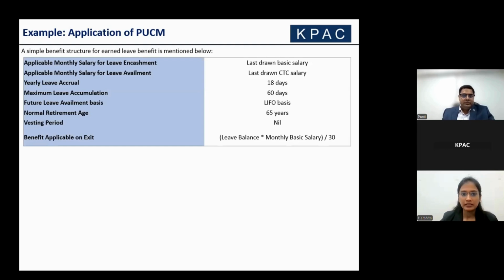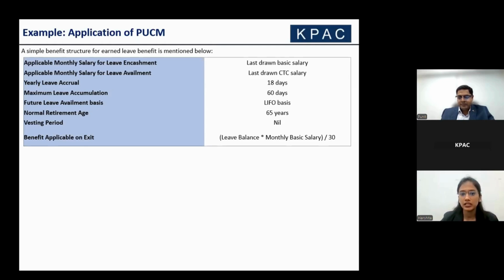This slide primarily outlines the inputs and assumptions for a single employee. Under benefit structure, we have details like yearly leave accrual, maximum accumulation, and that leave encashment is based on last run basic salary, while availment is based on last run CTC salary. We are also using a LIFO basis for future availment and a normal retirement age of 65 years.